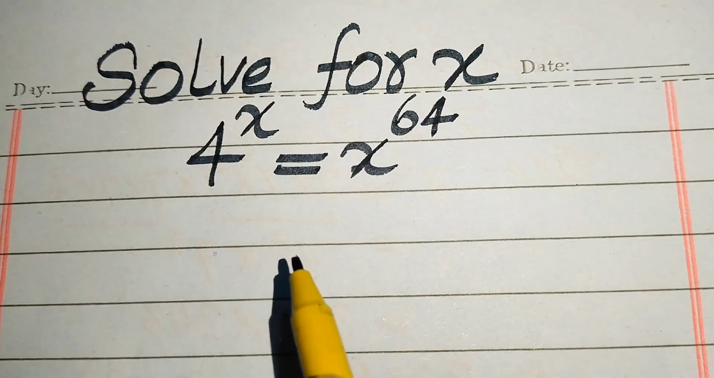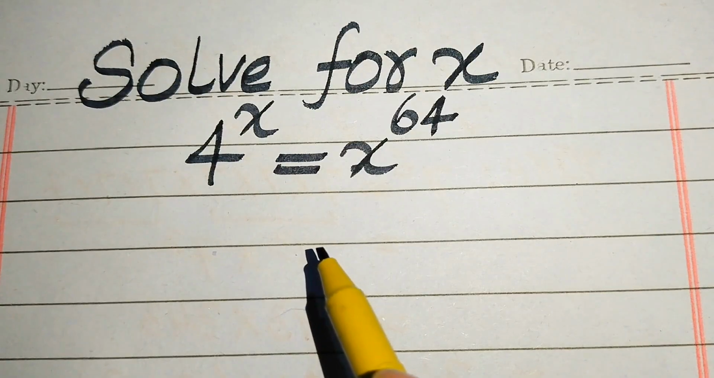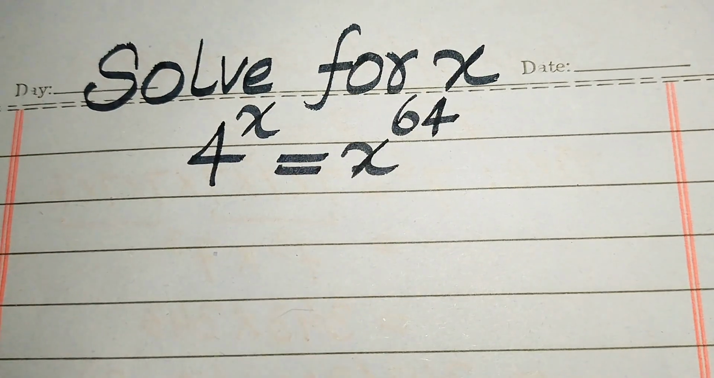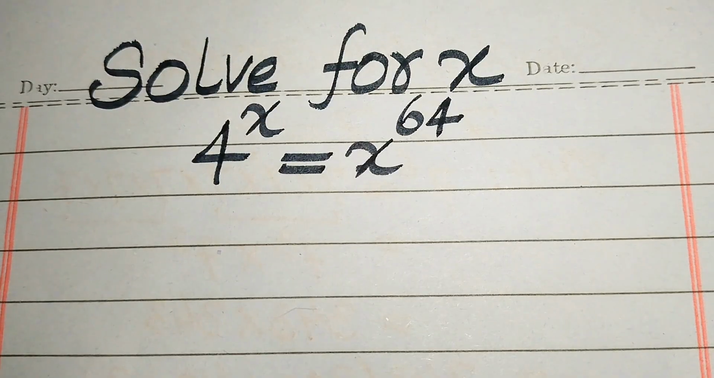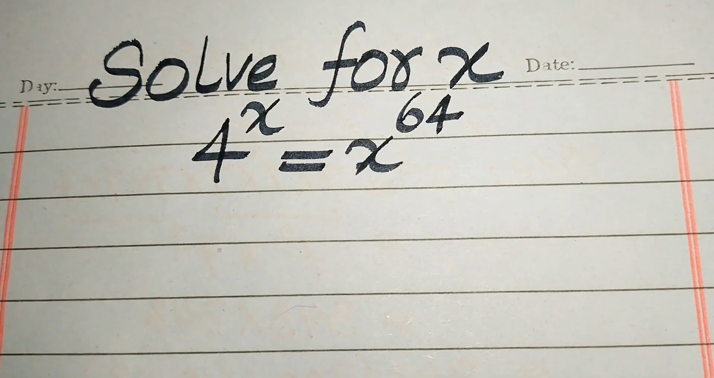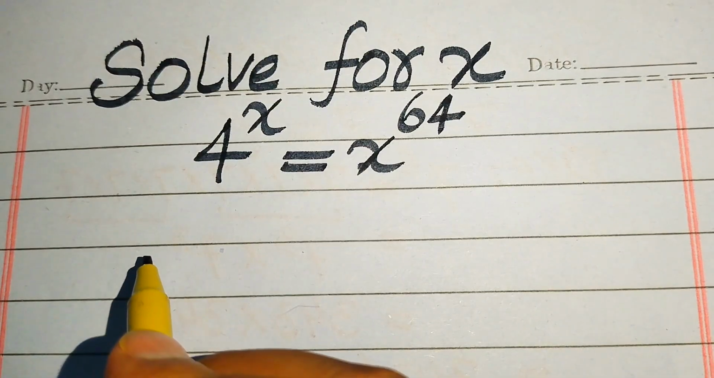So here we have 4 to the power of x is equal to x to the power of 64, and we solve this problem for all the values of x. First we need to find all the roots of this equation, and at the last we will verify which of the roots are solutions and which of the roots are extraneous roots. Further, we solve this problem with a very unique method.